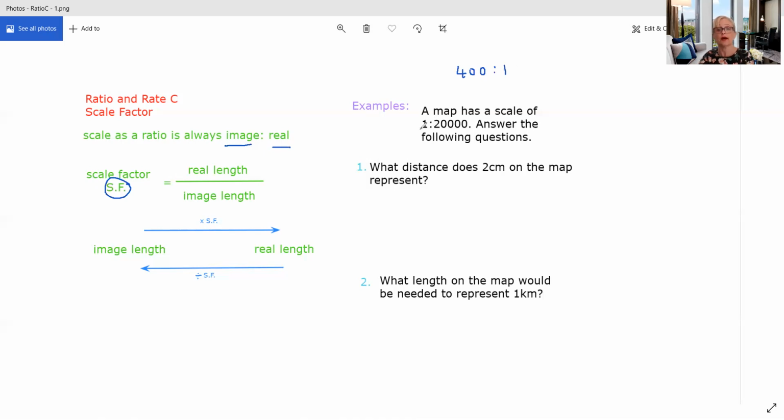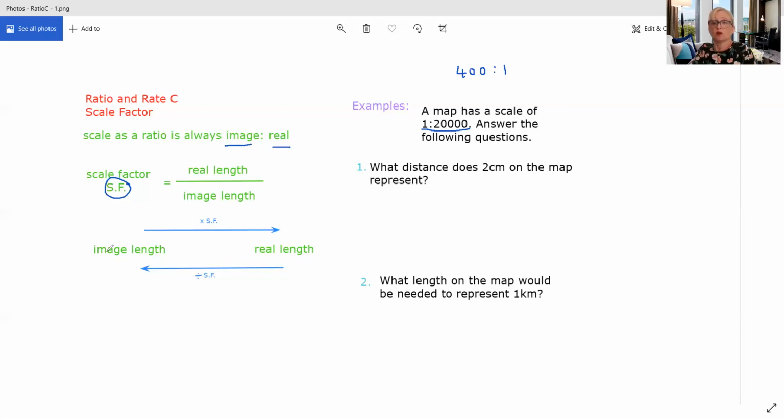All right? If you have a map that's got this scale, then you're seeing something that is 1/20,000th of its real life size. So the real life size is 20,000 times whatever you see on the map. To go from your image length to your real length, you're going to multiply by the scale factor. To go from real length to an image length, you're going to divide.